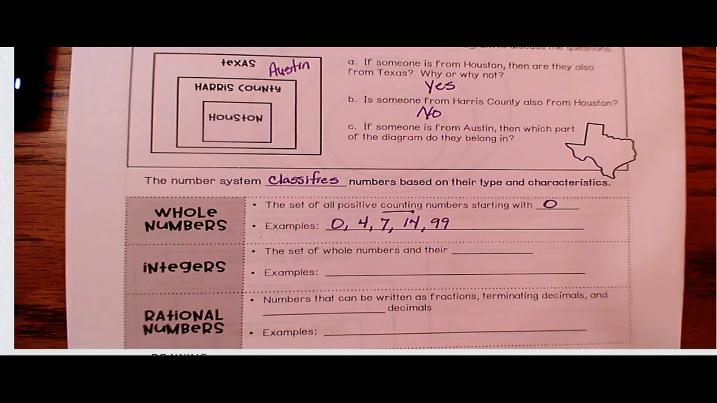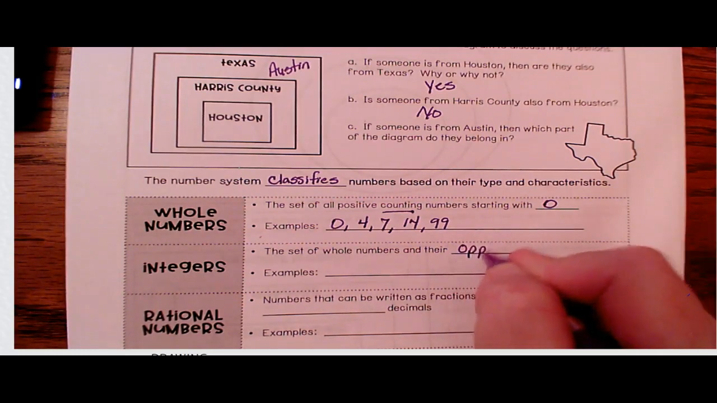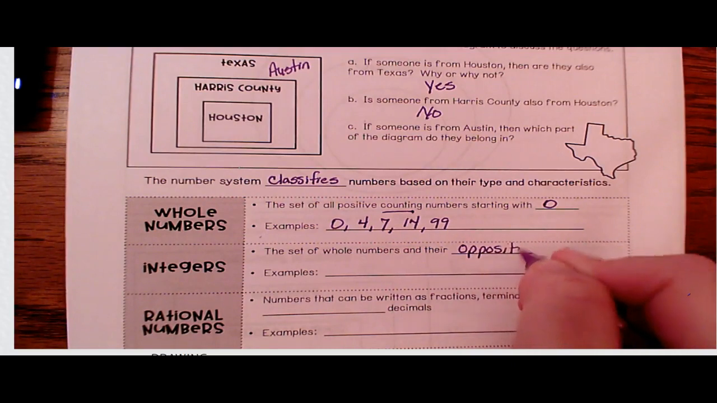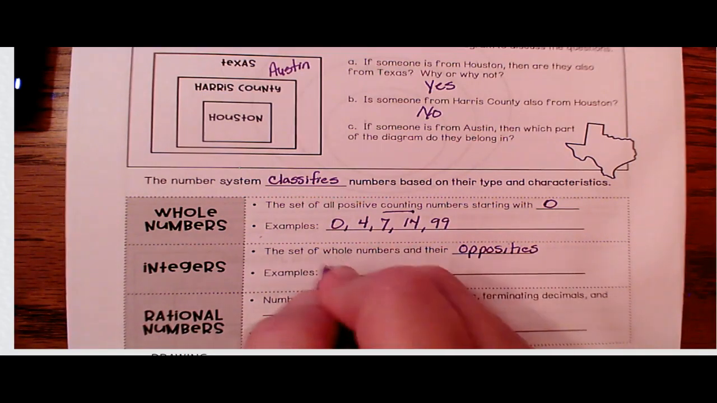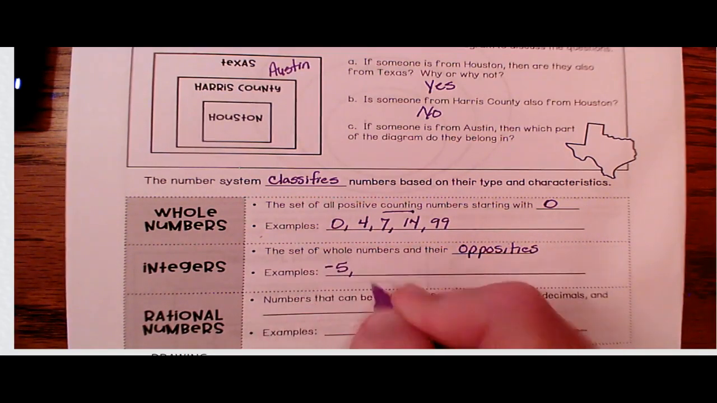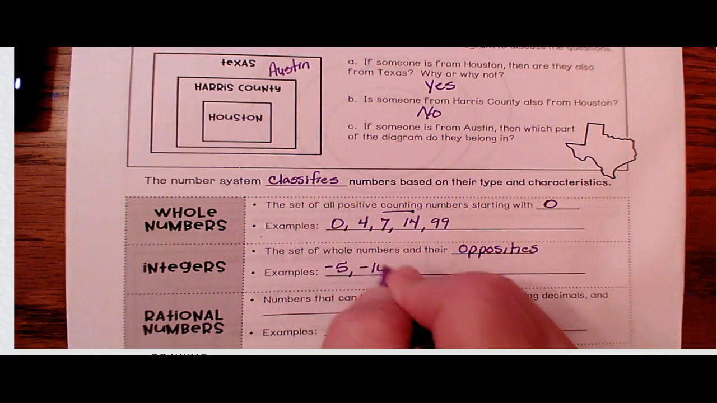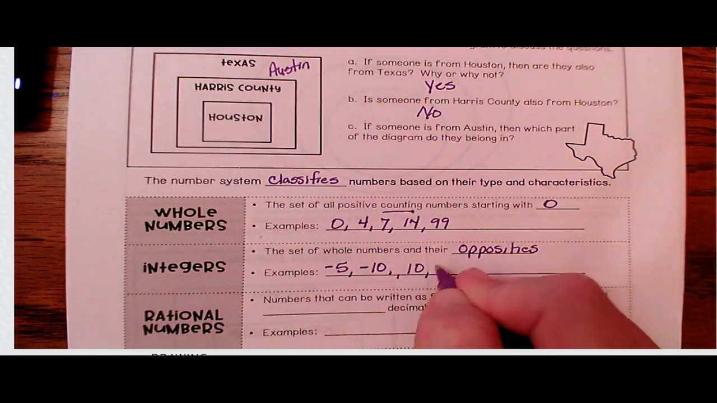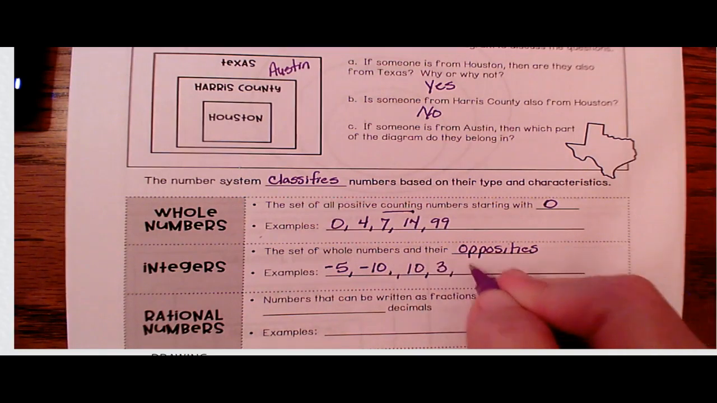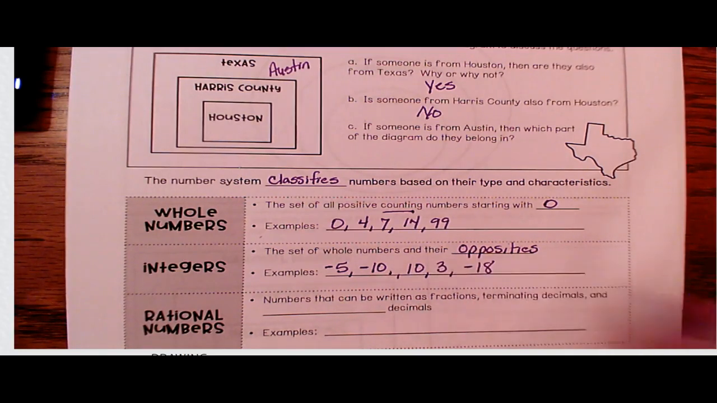The set of whole numbers and their opposites are integers. So for example, -5, -10, 10, 3, -18. Those are all integers.